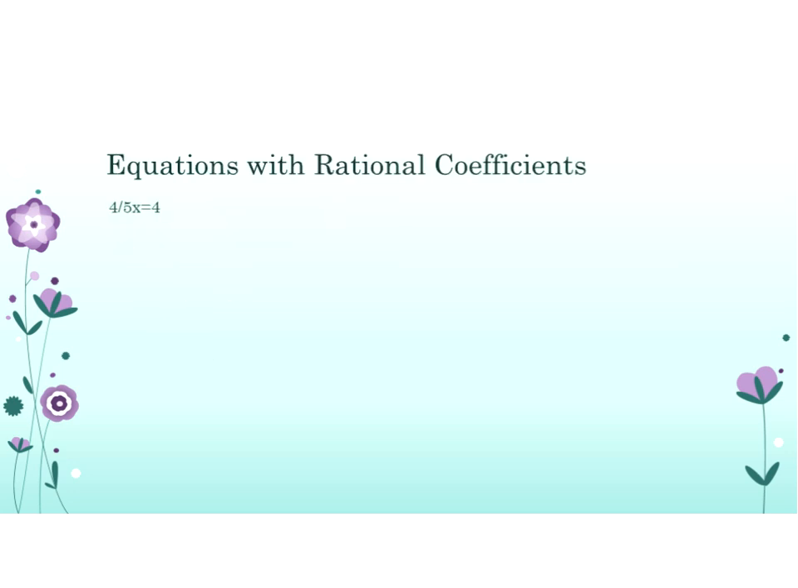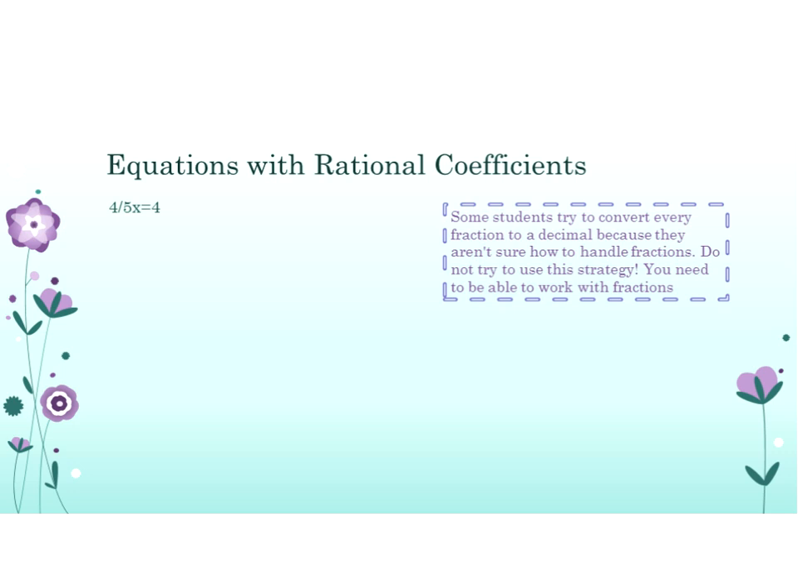Okay. So, equations with rational coefficients, meaning fractions. Here I have a fraction as the coefficient, a variable, and then equals 4. Now some students try to convert every fraction to a decimal because they aren't sure how to handle fractions. Do not use this strategy. You need to be able to work with fractions. Fractions are a very important part of solving equations. You'll have fractions in equations in higher math way more than you'll ever have decimals.